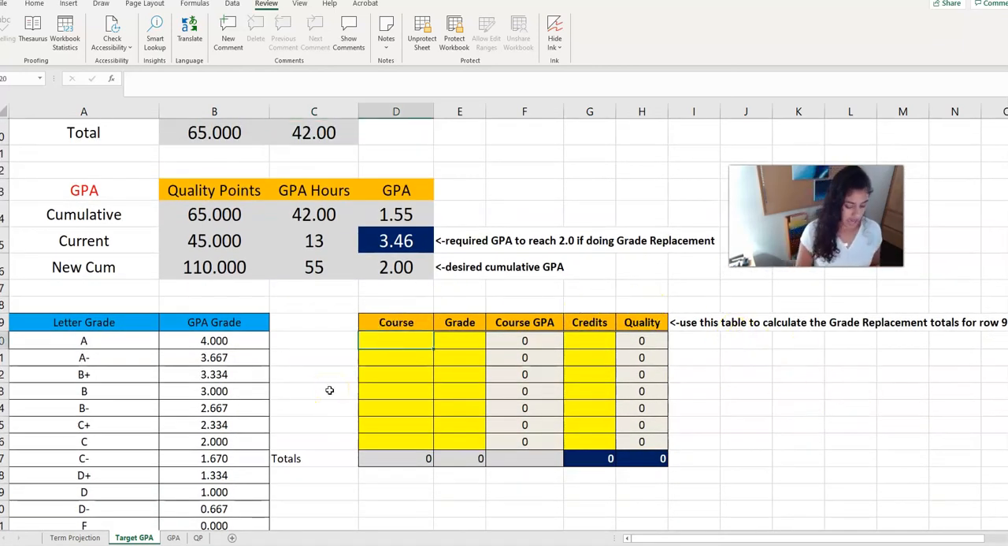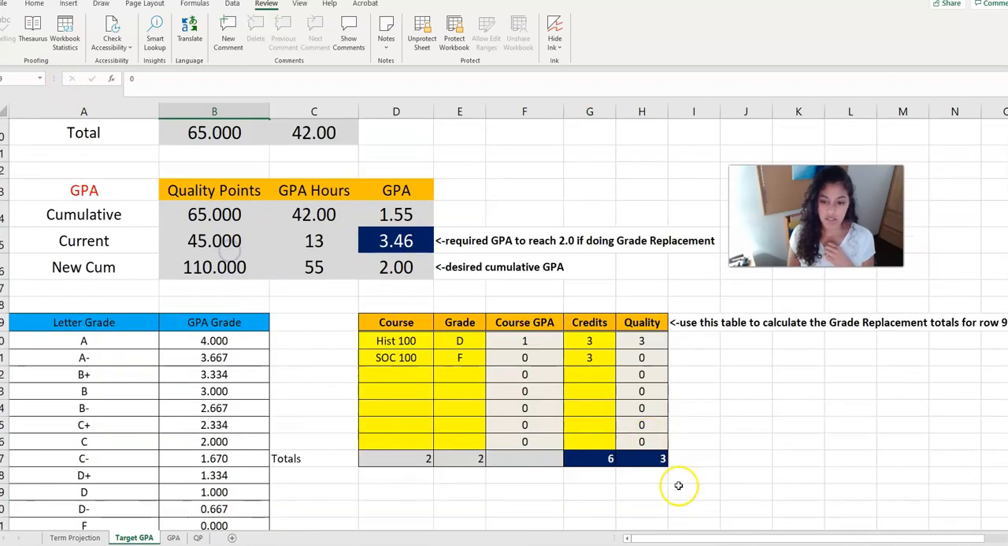So let's say they're actually going to do a grade replacement in their History 100, and before they had earned a D, and it was worth 3 credits. Okay, and then they're also doing a grade replacement for that Soc, and they had earned an F, and that was worth 3 credits. So what this is doing is telling you, okay, there's 2 total classes, 6 of those credits, those GPA hours, and here's how many quality points that you're actually removing. So you need to put these numbers in.